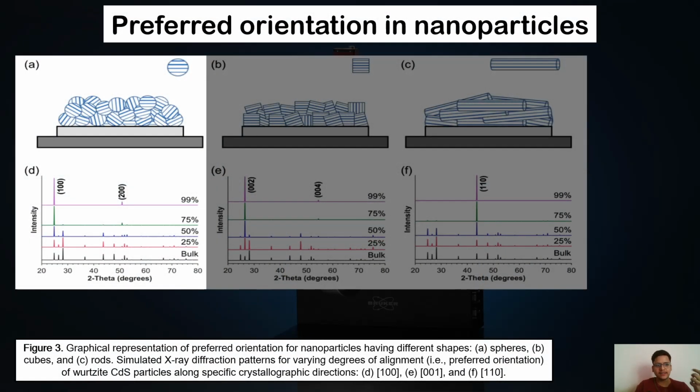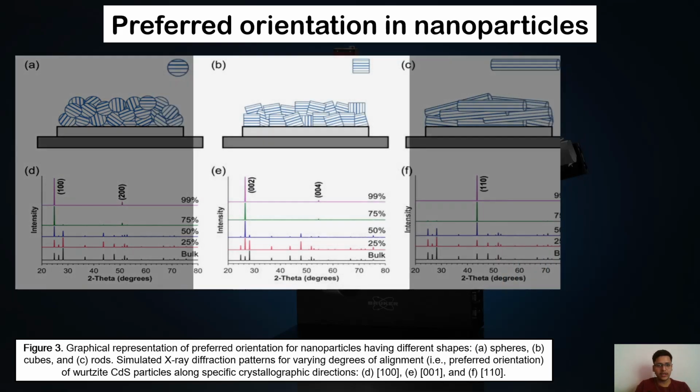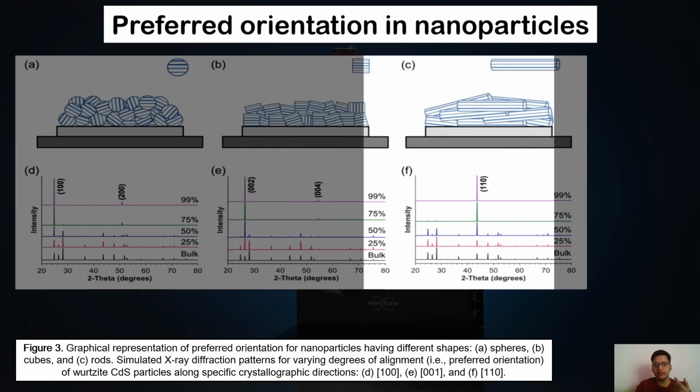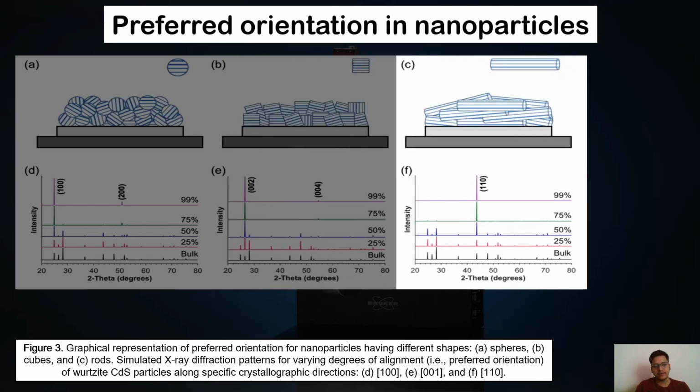So preferred orientation, just like nanoparticles, they can be of different types. You can imagine them to be spheres, cubes or cylinders. The main thing we have to focus on is like the game we used to play in our childhood, Tetris. Bricks will come and then we try to orient them.